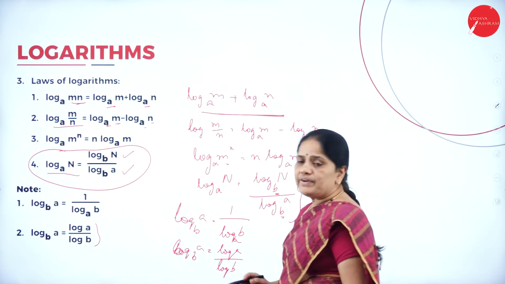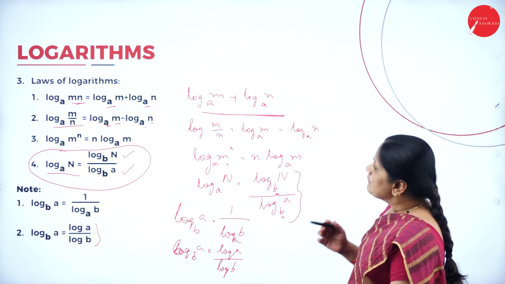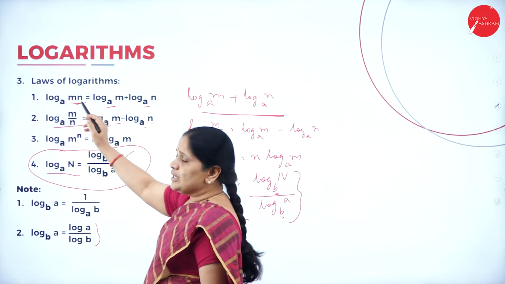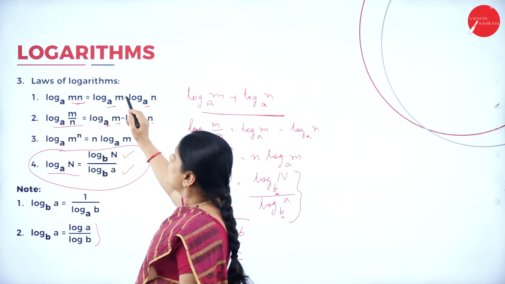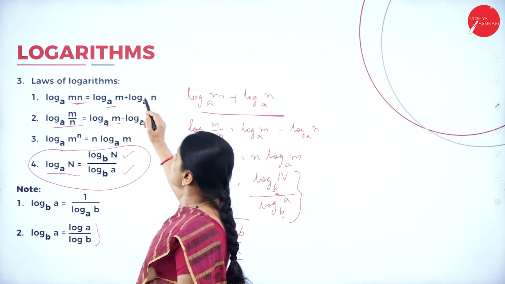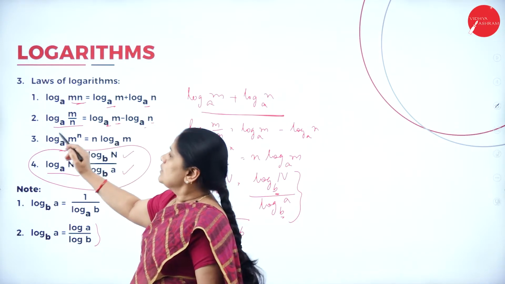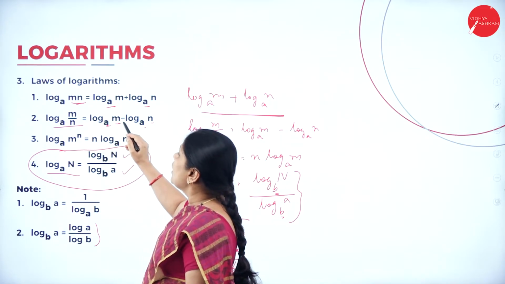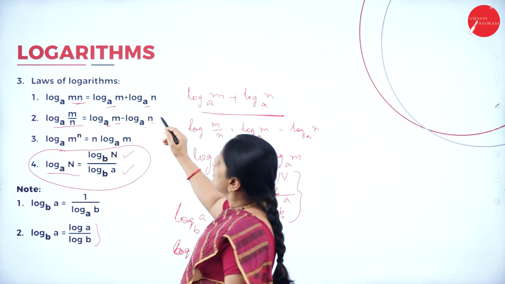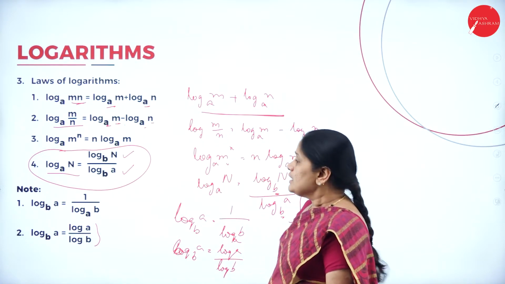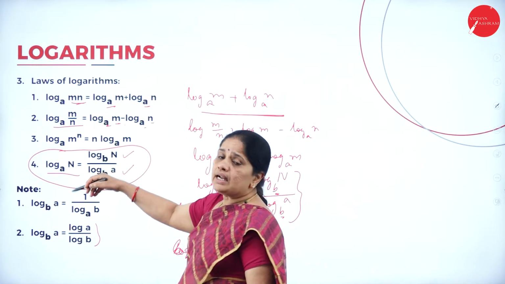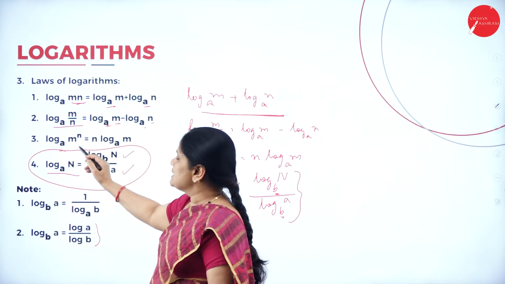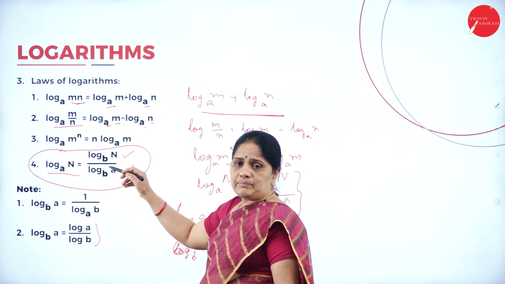So these are the various laws of logarithms which we should remember. I am repeating again, log mn to the base a will be equal to log m to the base a plus log n to the base a. Now in the second law, log m by n to the base a will be log m to the base a minus log n to the base a. Suppose I have a log of a number raised to a power, that is log m raised to power n to the base a will be n log m to the base a.